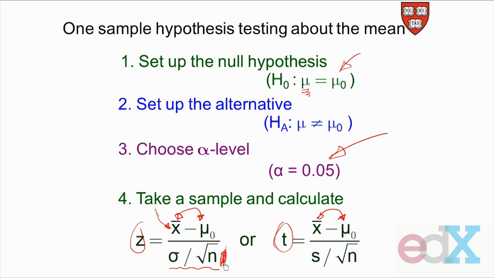Now, if we know sigma, then z has a normal distribution. On the other hand, if we don't know sigma, we can estimate it by s, and then we look at t. And t has a student's t distribution, if the population that we're looking at is approximately normal. Then what do we do?